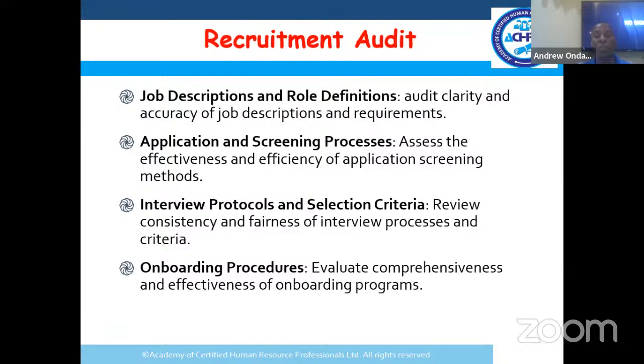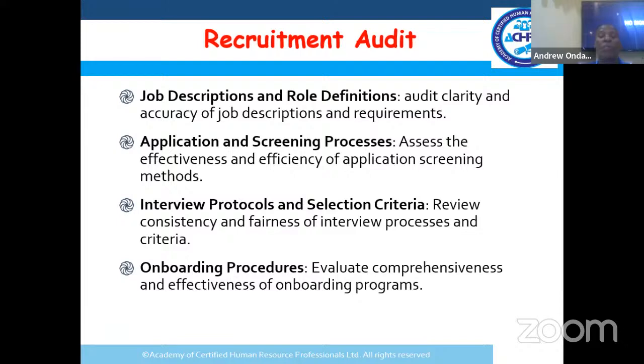Three is the interview protocols. These are the rules and regulations governing the interviews. We expect that through this interview, we are going to get the right person to be allowed to join the organization. Interviews can take many forms. One, it could be a panel interview. Two, it could be a performance demonstration interview, or it could be a group interview.